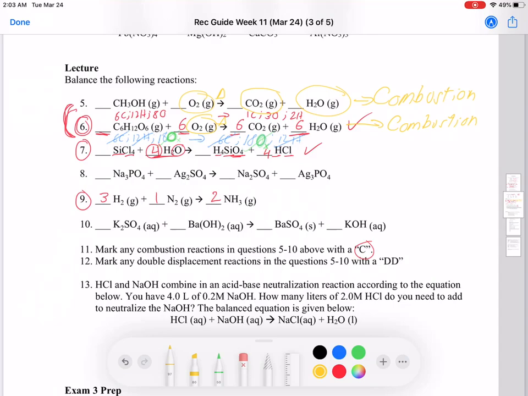In the following one, they are asking me to mark any double displacement reactions. So with a double D. So this is gonna be actually just capital C and capital C. And now let's mark those double displacement reactions. If you notice, number 8 is gonna be a double displacement reaction. Why is that? Because I'm just changing the order of the anions and the cations, and that very same case applies to number 10. So number 10 is gonna be a double displacement reaction as well.